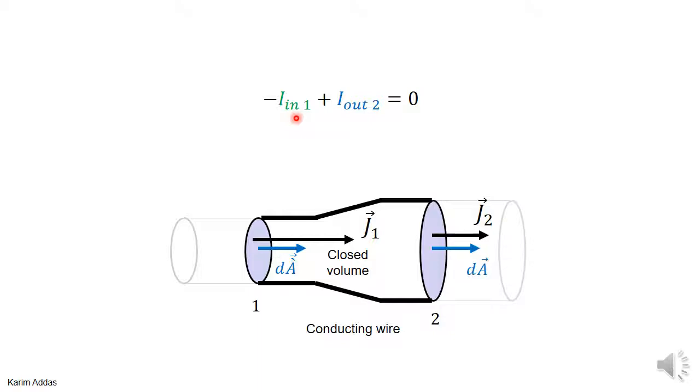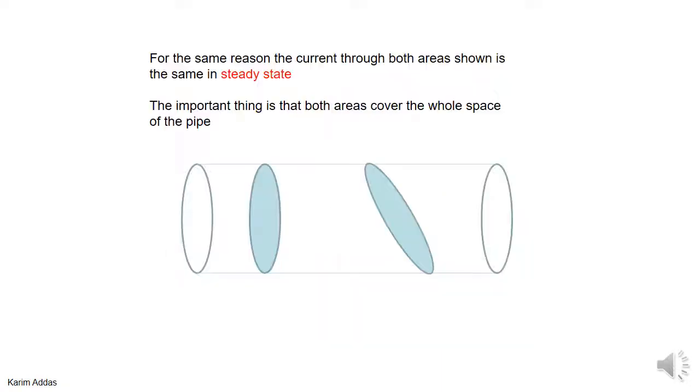That means that minus I_in plus I_out at 2 is equal to 0. It means that the current going in equals the current going out. So the fact that the current going in is equal to the current going out results from the fact that we are in steady state. And steady state, as we just showed, means that the total amount of charge inside this volume doesn't change with time. And so that's when the current going in is equal to the current going out.